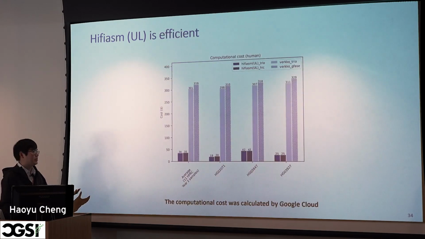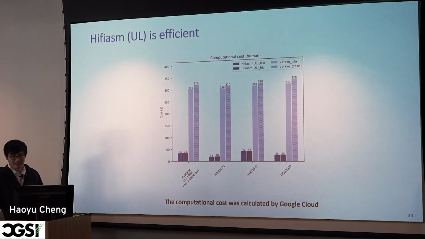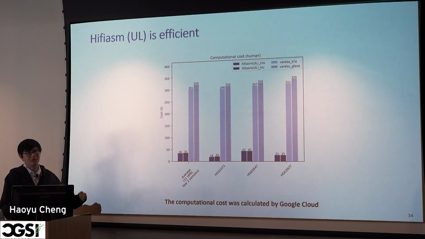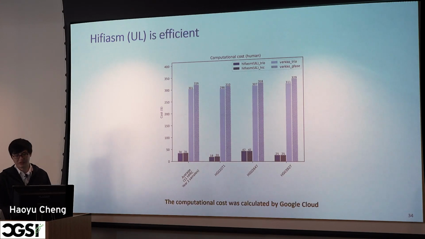I am also showing some of the efficiency of hifiasm ultralong. We show the computational cost using Google Cloud. In most cases, hifiasm ultralong is probably 6 or 7 to 10 times cheaper than Verkko, so it might be more useful for large-scale sequencing projects.